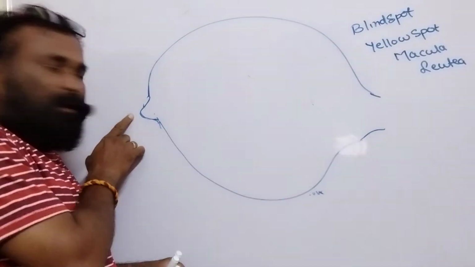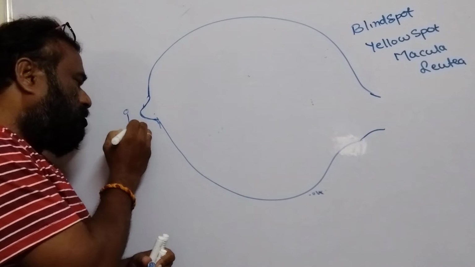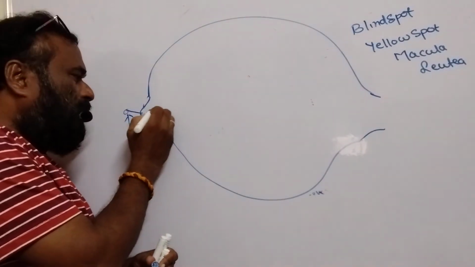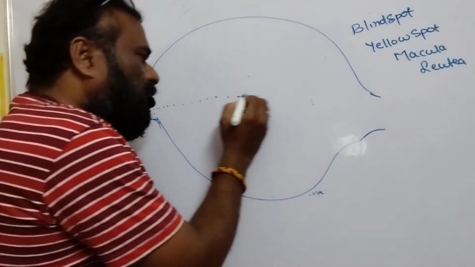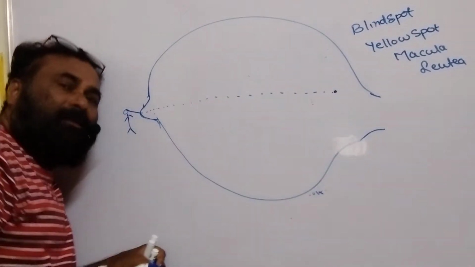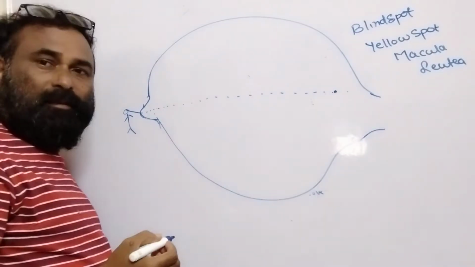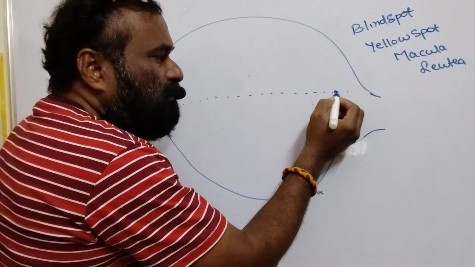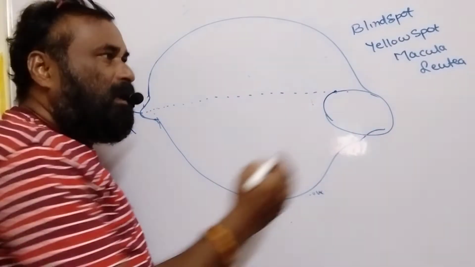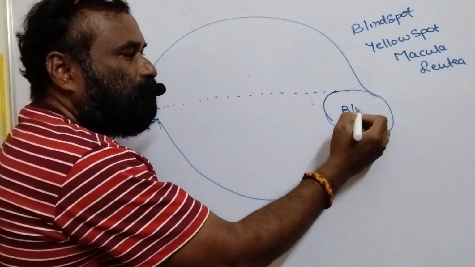It is our anterior portion. When you see the anterior portion deeply, you are observing this area. When you stand and see like this, you have to see this area. This area is said to be the blind spot.